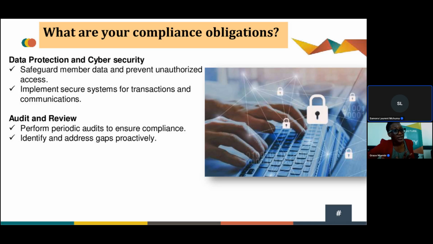Another thing is we do periodic audit reviews to ensure compliance. We identify and address gaps proactively. This is what we do as Wakandi. We do it internally, and we urge our customers and partners to do the same, so that we can all be in the sustainability business and all be compliant. These are done for every department to make sure that we are all in compliance. We have different policies that govern each department and each company. These can help all the managers to be on top of the business and see that operations are run smoothly in accordance with the policies we have in our cooperatives or microfinances.